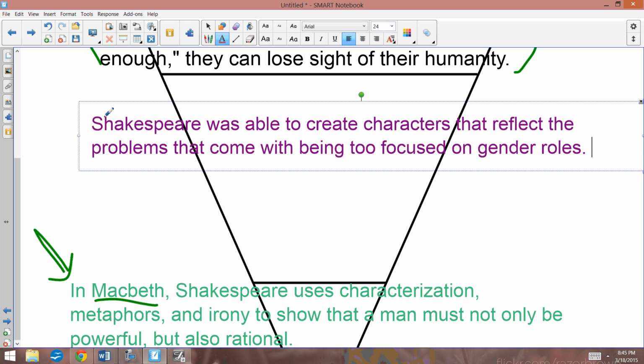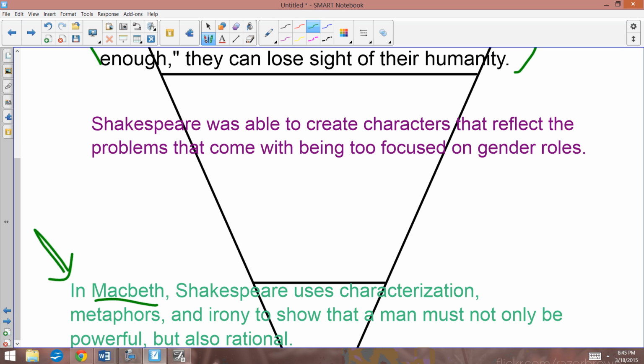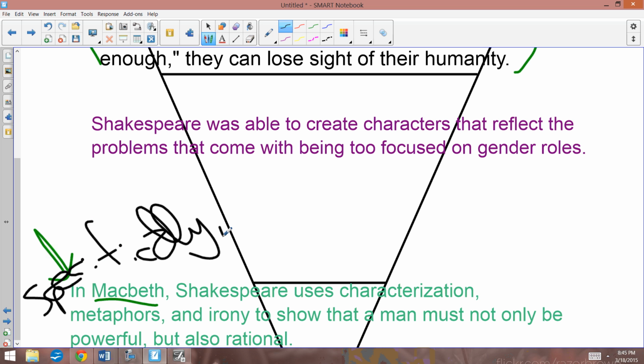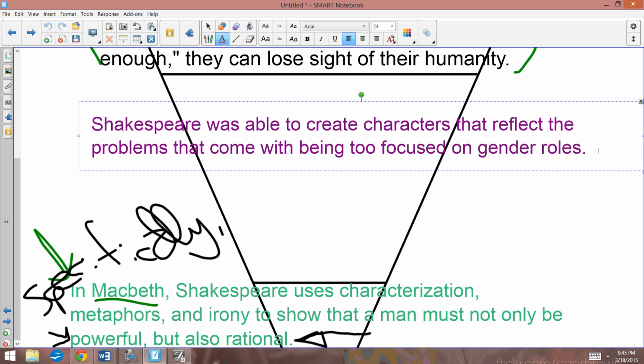And then right here, I want to add a linking word. So I'm going to say "specifically." Let me see, I'm editing as I go. So specifically, in Macbeth, Shakespeare uses characterization, metaphors, and irony to show that a man must not only be powerful, but also rational. I feel like I don't connect to this idea of rationality quite enough, or this idea of power enough. I'm not defining my masculinity enough here. So, Shakespeare was able to create characters that reflect the problems that come with being too focused on gender roles.